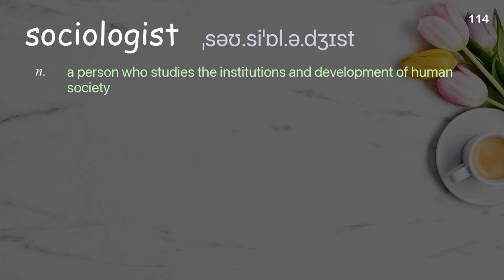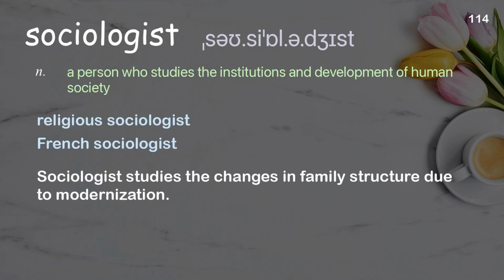Sociologist. A person who studies the institutions and development of human society. Examples: religious sociologist, French sociologist. Sociologist studies the changes in family structure due to modernization.